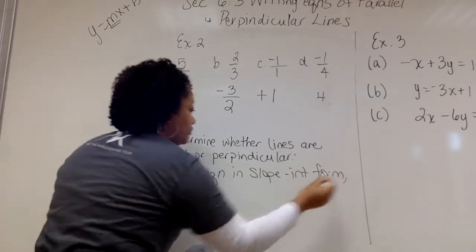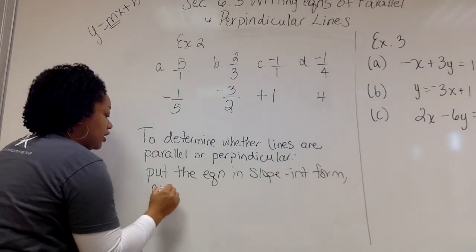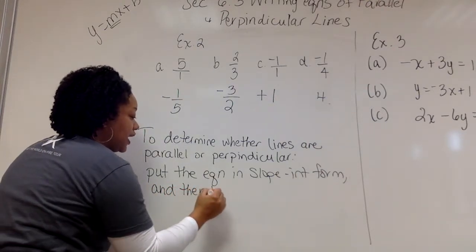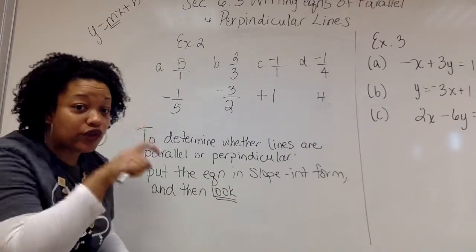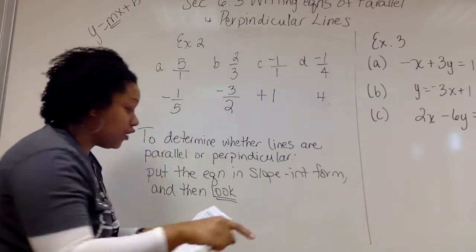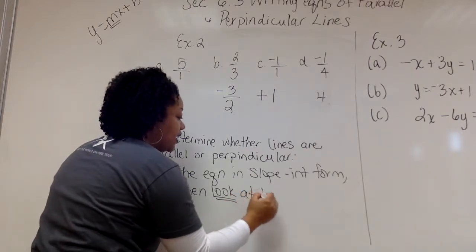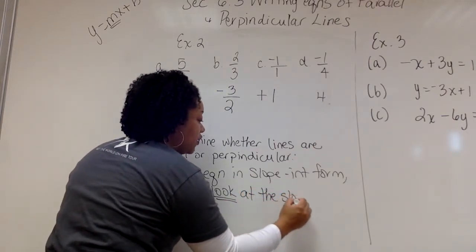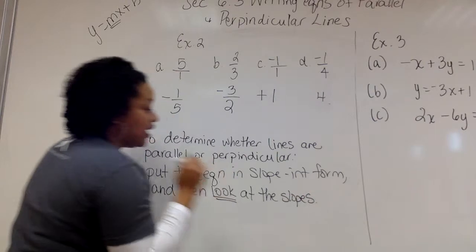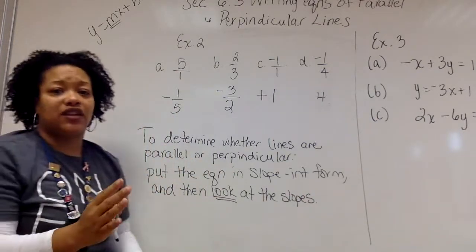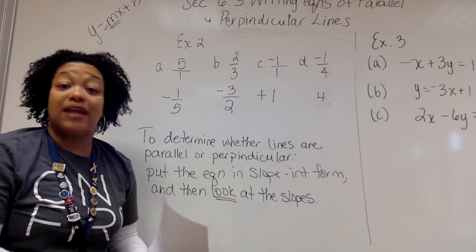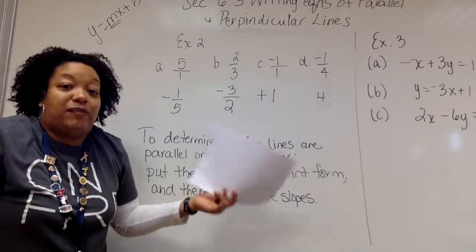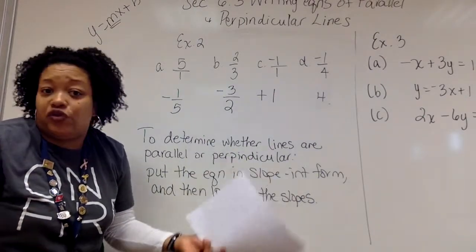And then look, and when I say look, that's an action verb. Your eyeballs are going to look at the slopes, because the slopes will determine if the lines are parallel or perpendicular, and they may not be either one. They may not be parallel, they may not be perpendicular, they just may be neither, right? And that's what you would write.